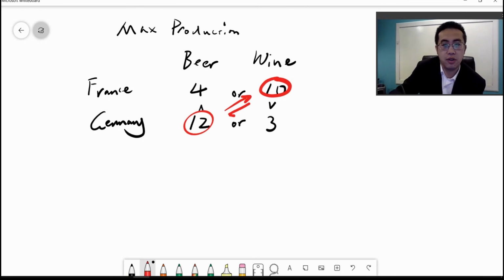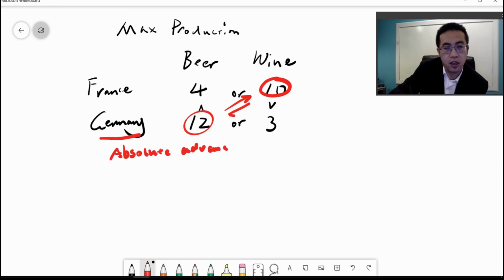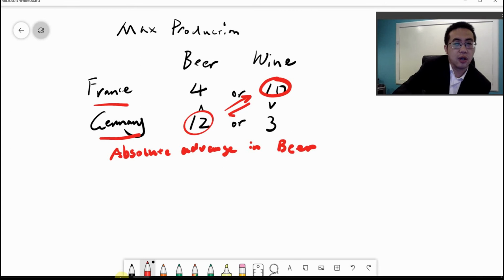So this is under the framework of absolute advantage. So what is absolute advantage? As long as the max production in one product for one country is greater than that of another country, then this country, like Germany, has an absolute advantage in beer, and France would have the absolute advantage in wine.